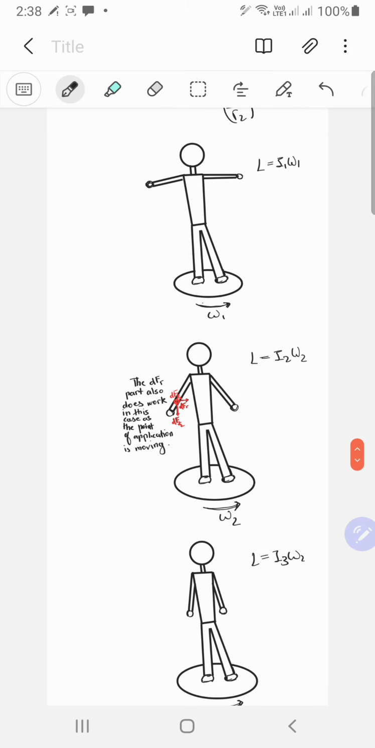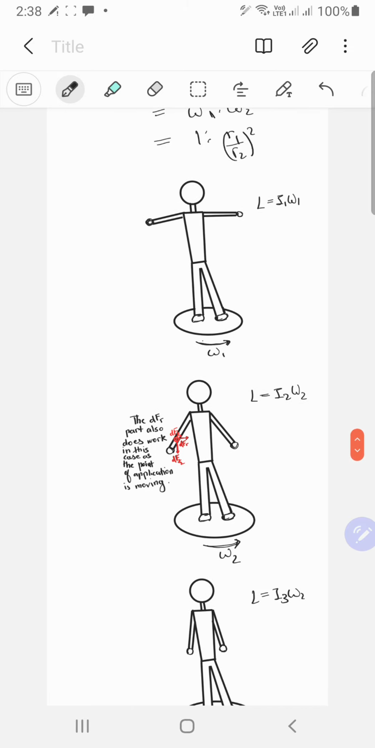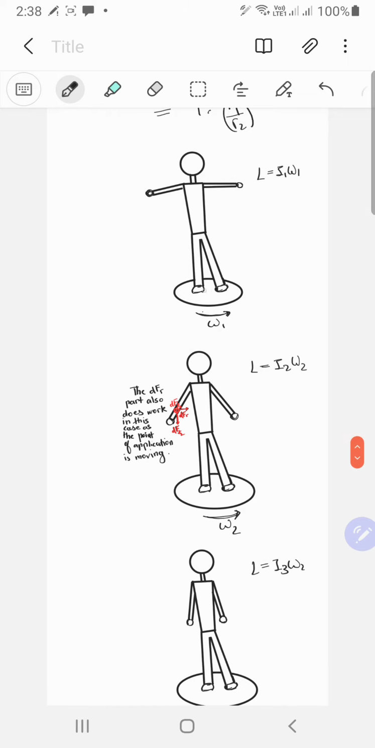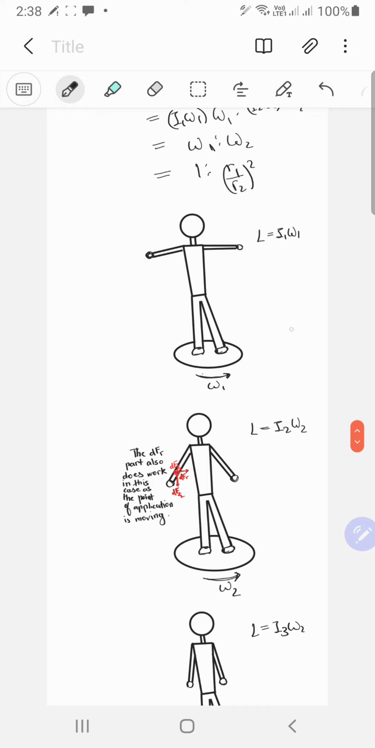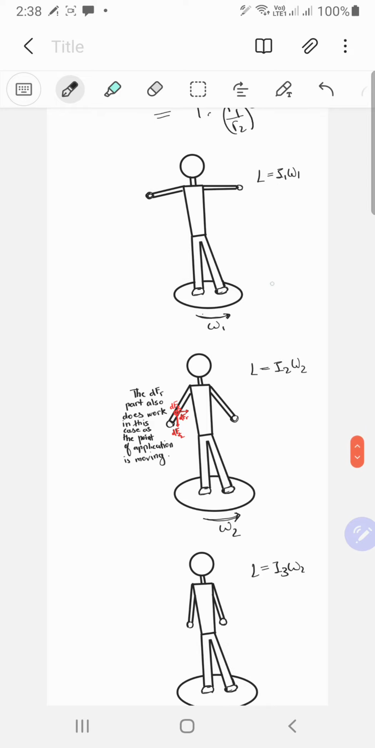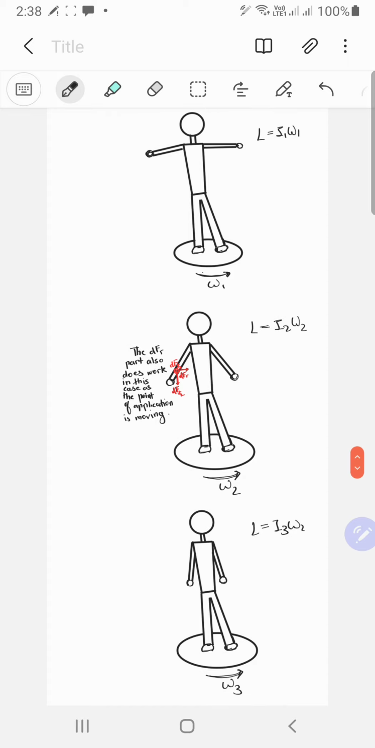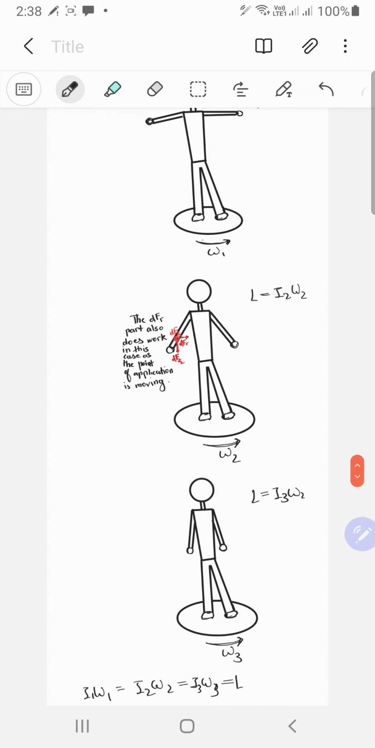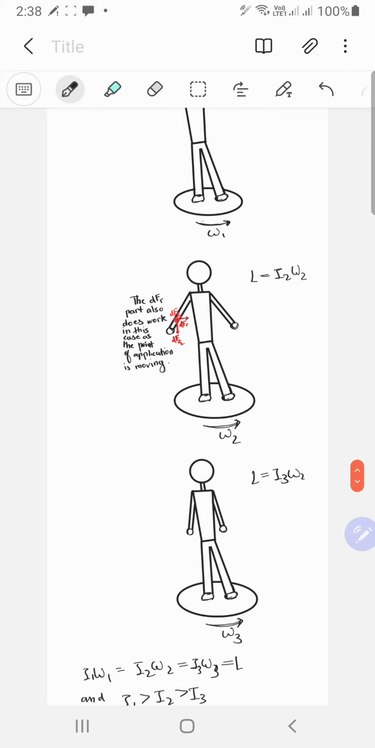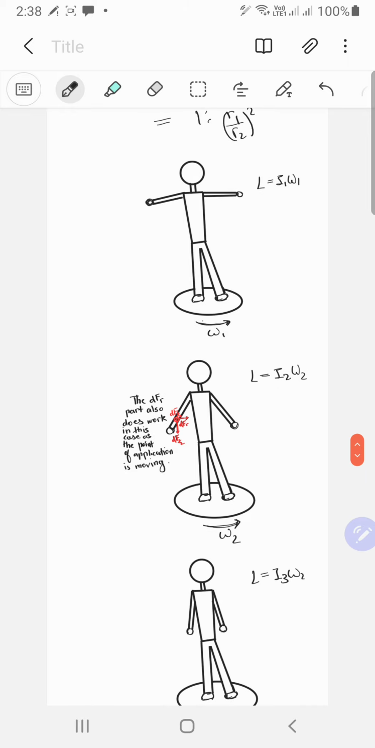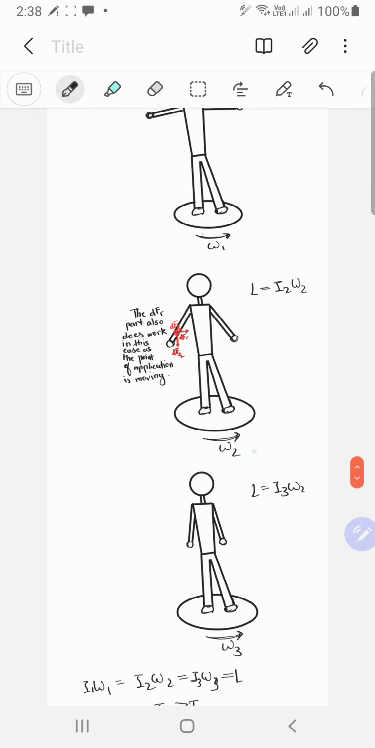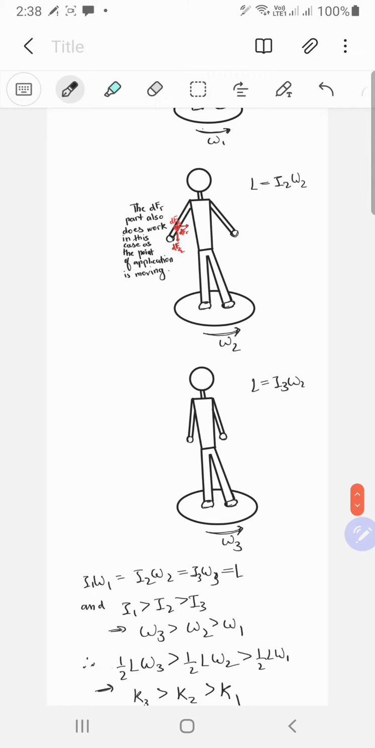So now this is the example which was confusing. Suppose this is somebody who is standing on this rotating plate. Initially it's rotating with omega 1, so the angular momentum is going to be I1 omega 1, and it's going to be conserved because there's no external force on this. There are only internal forces, and internal forces always conserve angular momentum. So this angular momentum is I1 omega 1, which is also I2 omega 2, and I3 omega 3. In these cases it moves with omega 2 and omega 3 angular velocity.